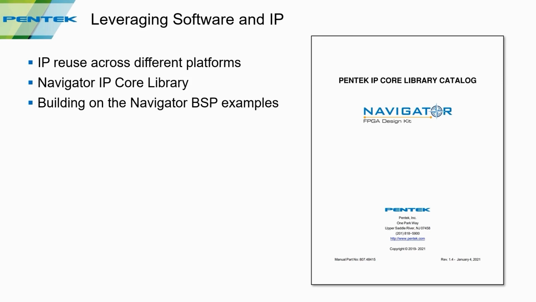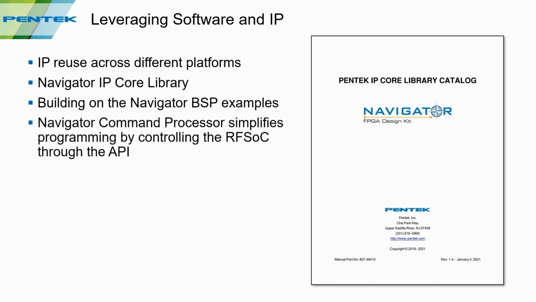What we did with the Acquire.c is we added that traffic meter, but that could easily have been something like specific processing or an application-specific function. And using the Navigator command processor is another way to get up and running quickly and also speed your application development. Very often the API interface is a quicker way for you to create your application.